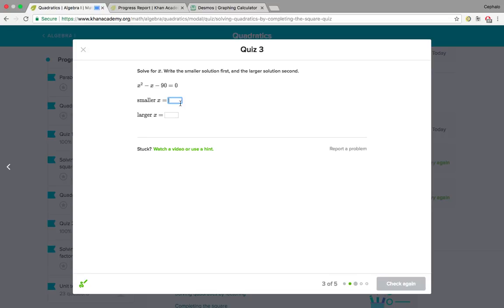X squared, minus 10x plus 9x minus 90. Group them, please. Get an x times x minus 10. Pull out a 9, get an x minus 10. You get an x plus 9, you get an x minus 10, you get x equals negative 9, x equals positive 10.